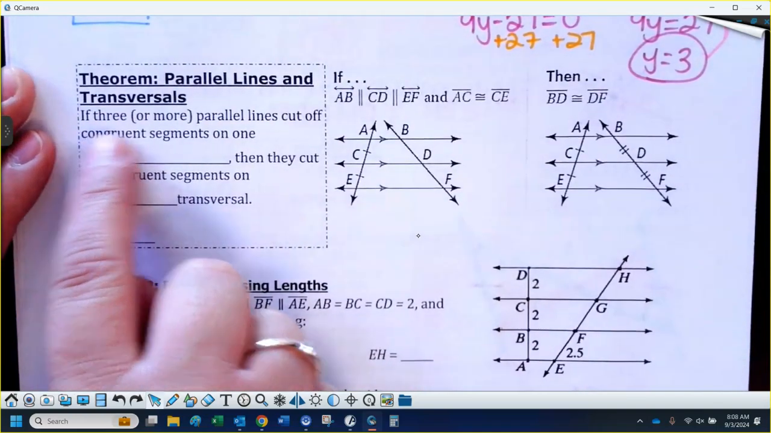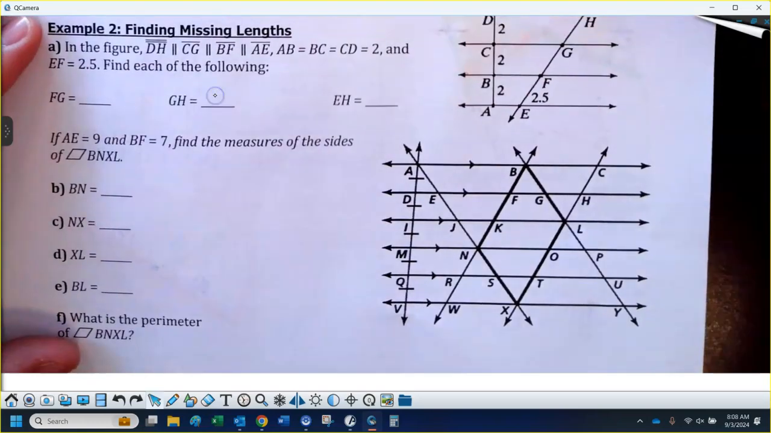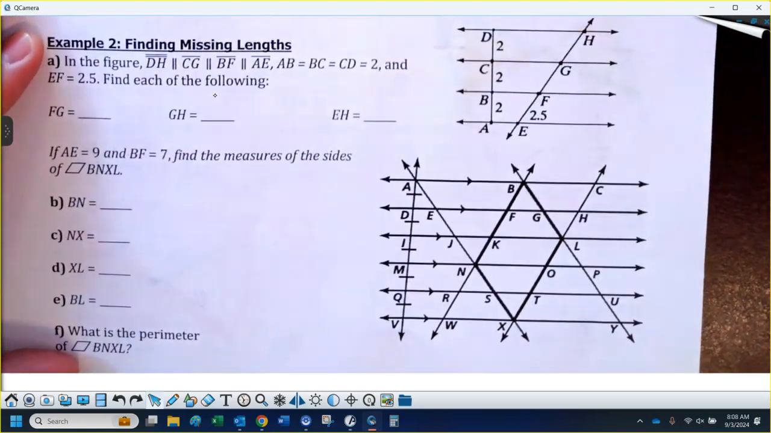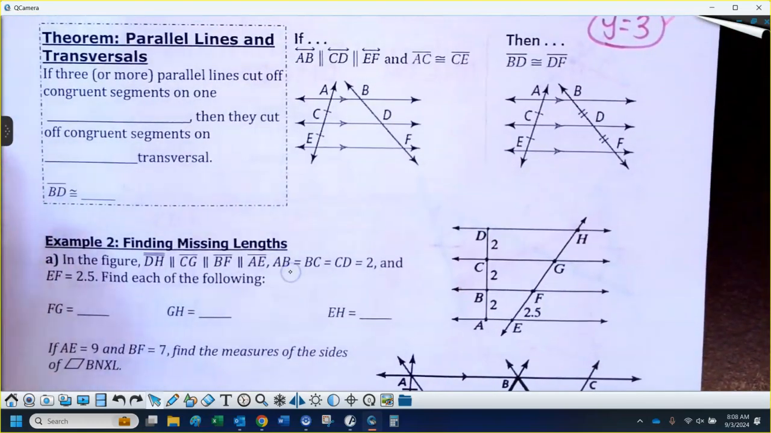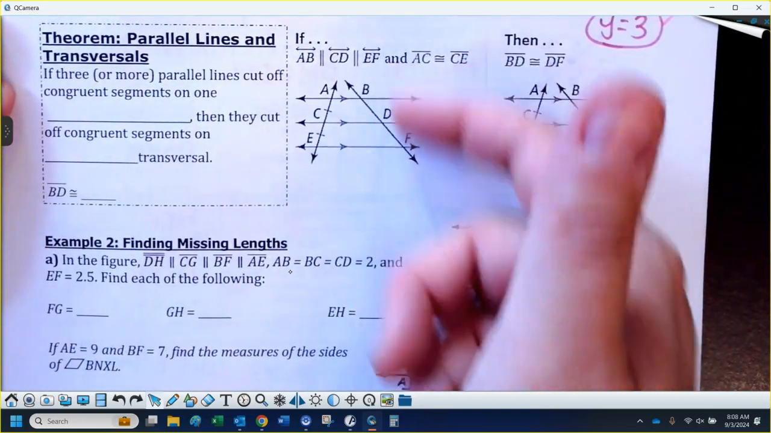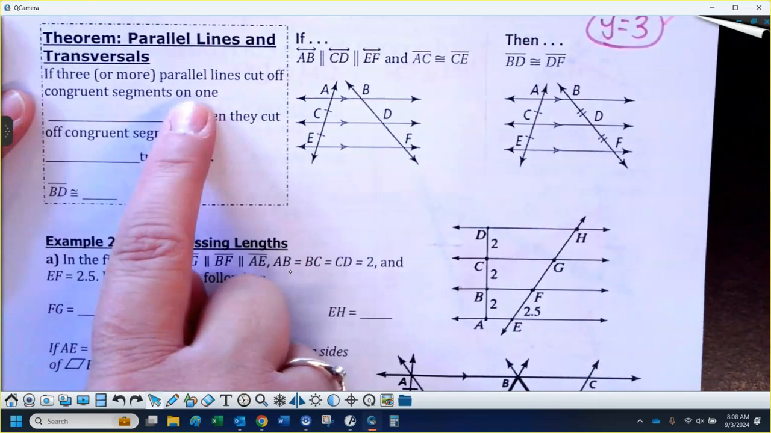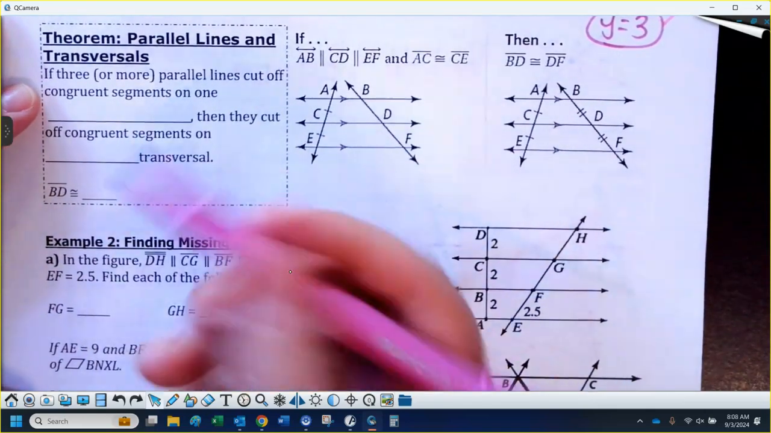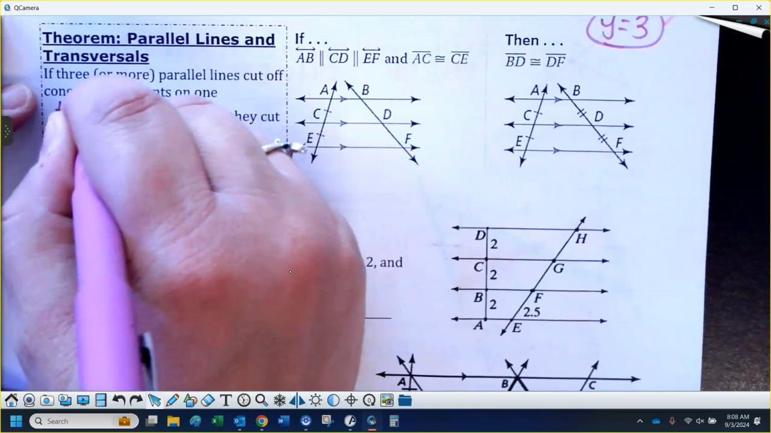All right, this says if 3, or we could have more. If you look down to the bottom of the page, this has a ton of parallel lines in this picture at the bottom. But the requirement for this is if you have 3 or more lines that are parallel to each other, and they cut off congruent segments on one, what I'm going to write in here is transversal.